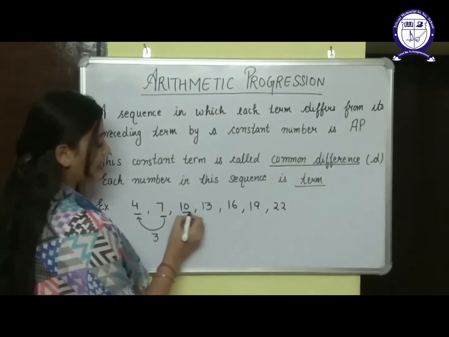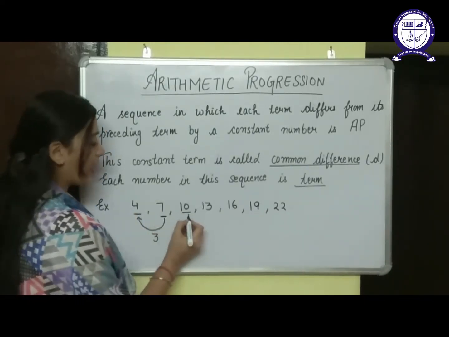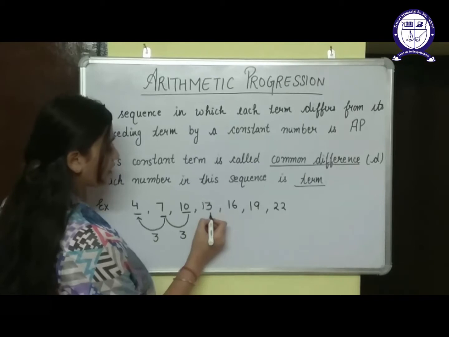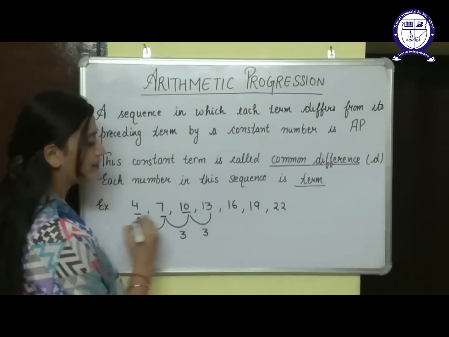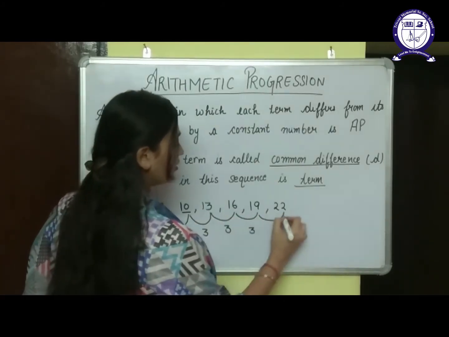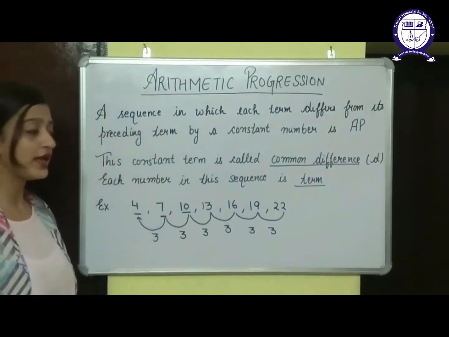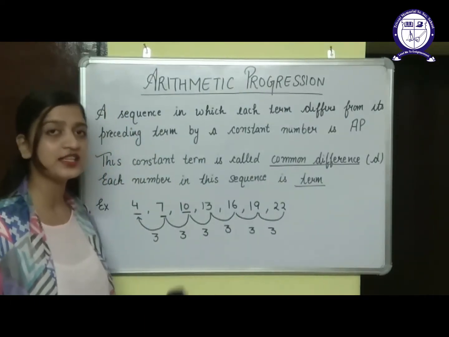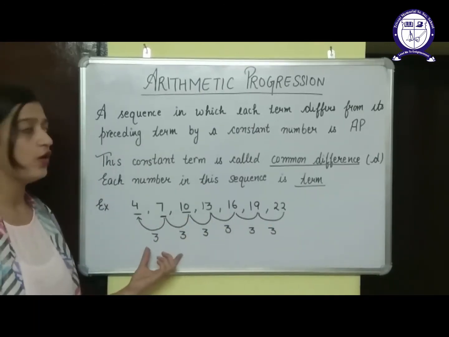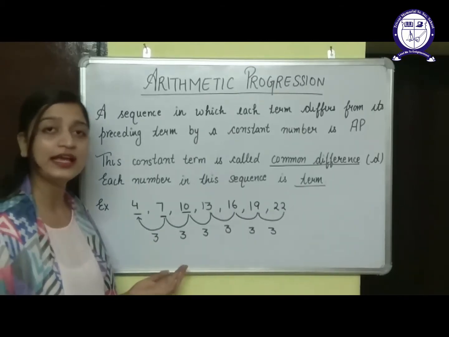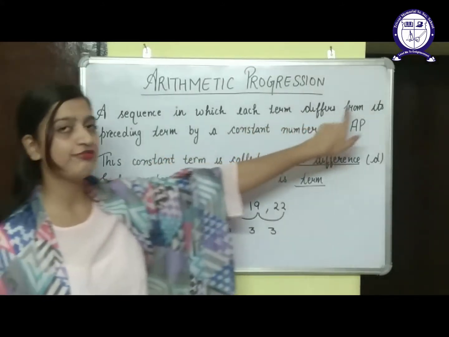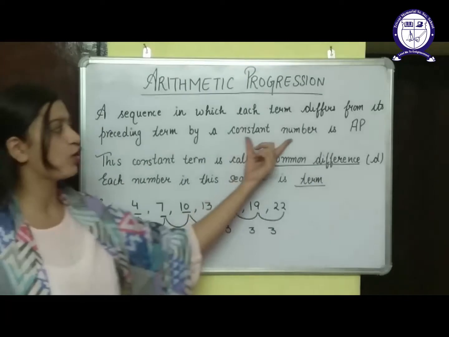And then take 10, its preceding term is 7 and the difference between them is again 3. Similarly, take their difference, it will be 3. Then their difference 3, 3 and 3. Okay, so you can see that there is a pattern in this sequence, that every number differs by 3. Now this is the example of an AP, that is arithmetic progression. What it says is that each term differs from its preceding term by a constant number.